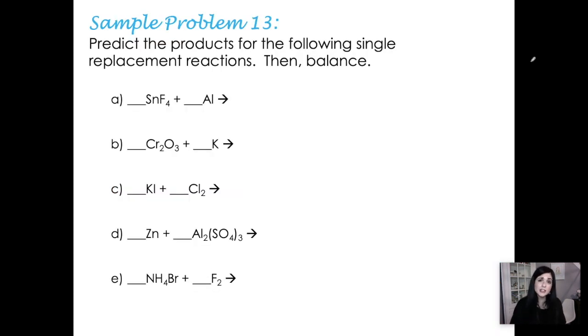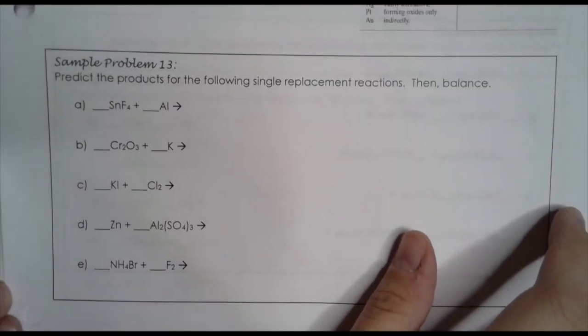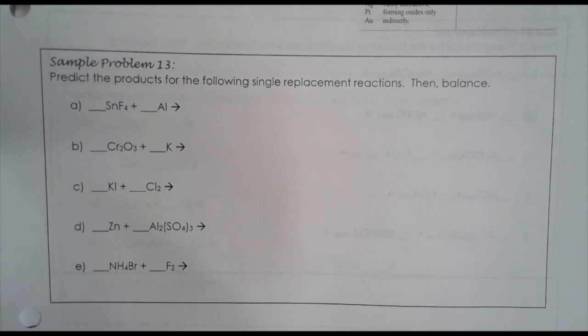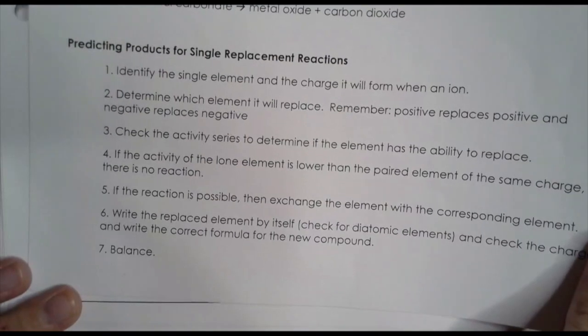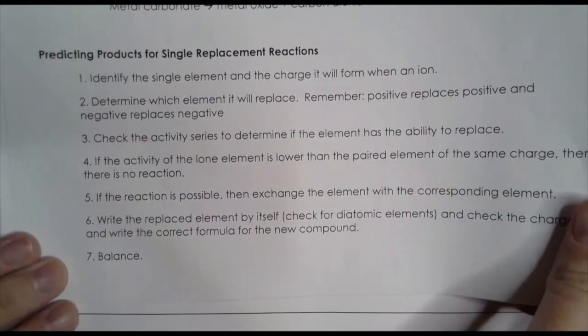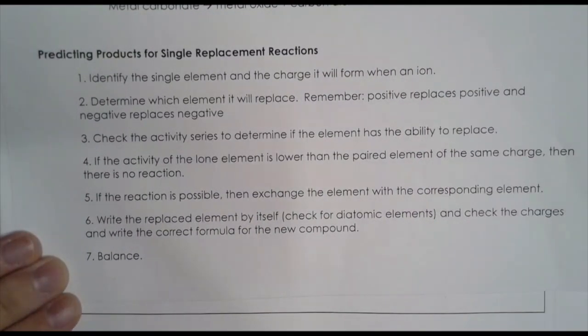Let's get some practice with that and do sample problem 13. So let's try these single replacement reactions. Sample problem 13: predict the products for each of those. There are a little bit more steps for this, but it's not something that is totally undoable. Like I said, we're going to do probably the first two together, and then I'll have you do the rest of these on your own.